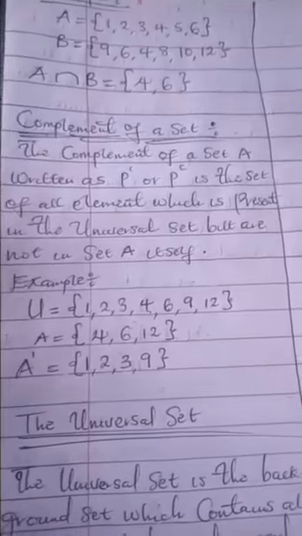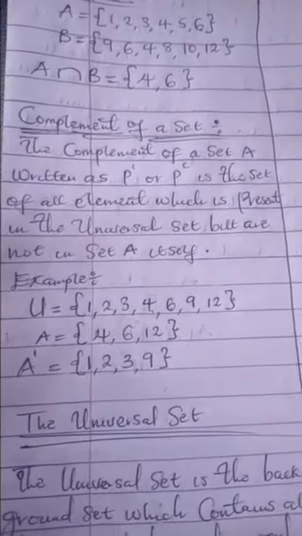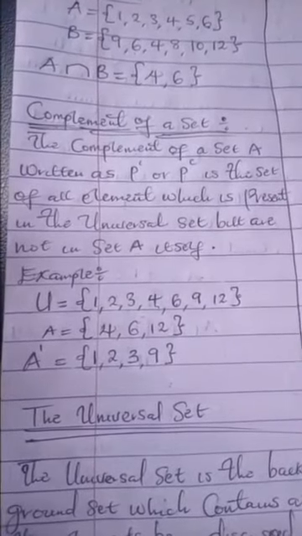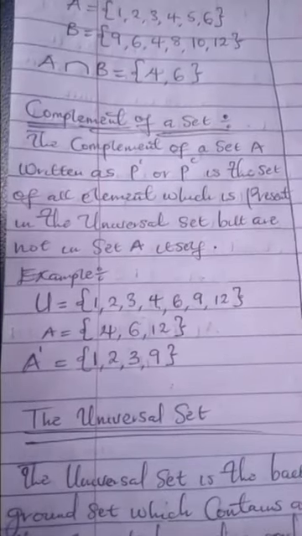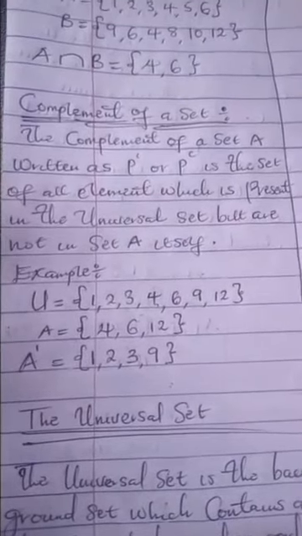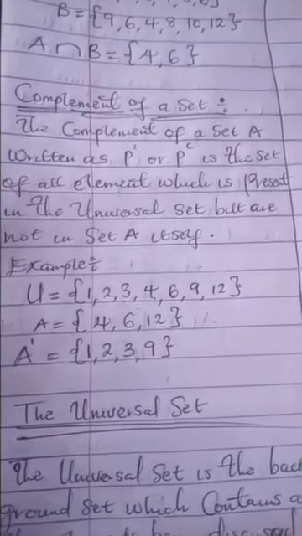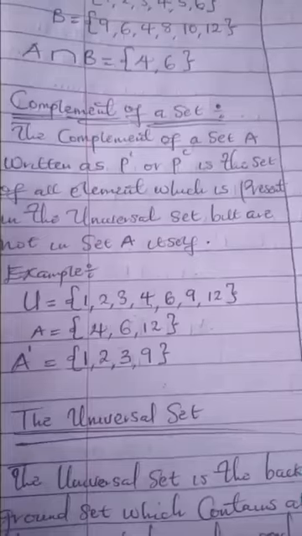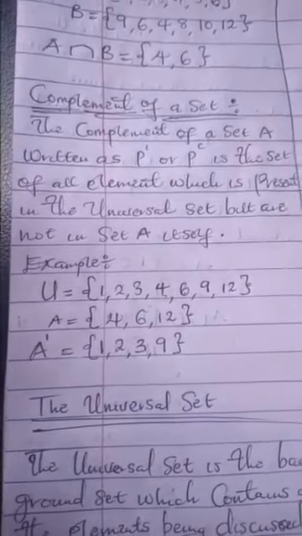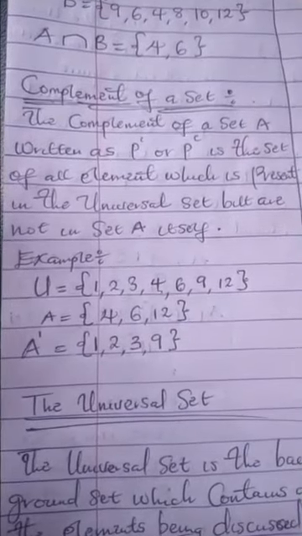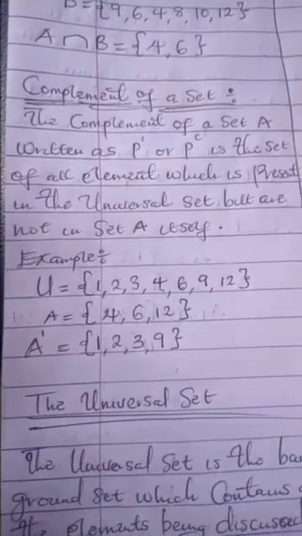Complement of a set. The complement of a set, written as A prime or A complement, is the set of all elements which are present in the universal set but are not in set A itself. Now the universal set is a set that has all elements involved. So we write universal set U is equal to {1, 2, 3, 4, 6, 9, 12}. Now set A is {4, 6, 12}.